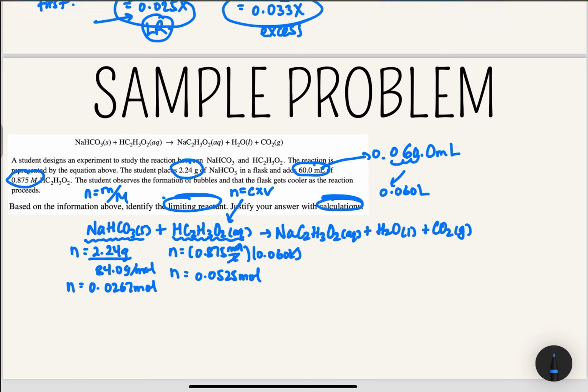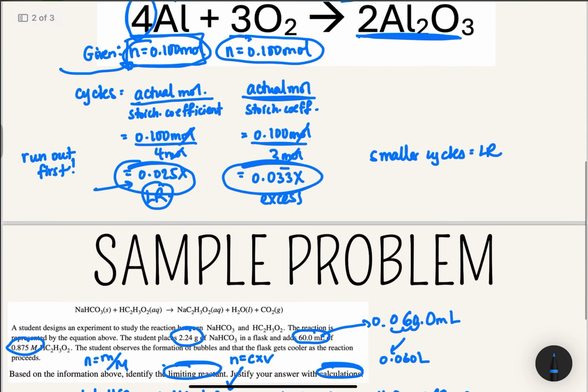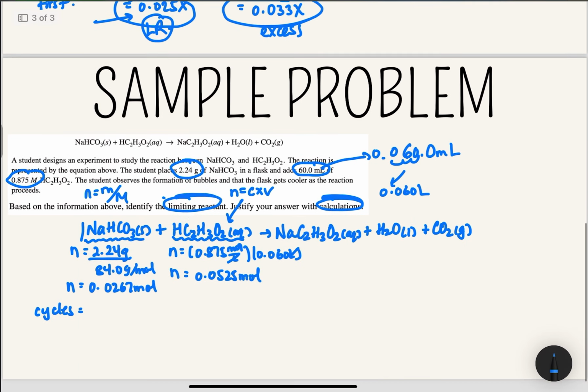Okay, now we're going to change this to cycles to determine which one is our limiting reactant. Now notice this balanced equation is already balanced for me. You can count the atoms in your head to double check, but it's a 1-to-1 mole ratio, so all of the balanced coefficients here are 1s, although they're not written down. So technically, I don't have to write this down, but I will. So scroll up here to remember the formula: cycles equals actual mole over the coefficient in the equation.